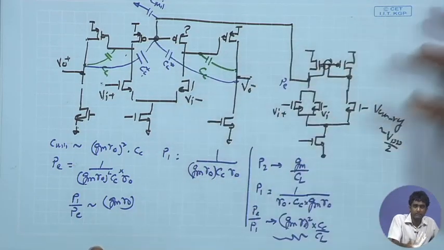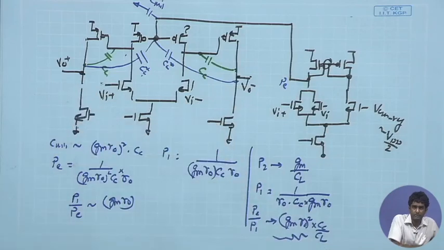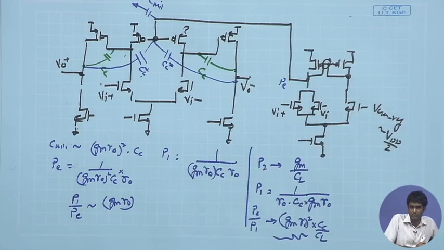So, in that case the loop gain becomes GM RO cube, and that can further interfere with the stability. It can make the compensation a little more challenging. So, this choice may have a negative impact on the overall design for the two stage op amp. So, this is another issue that we should keep in mind.